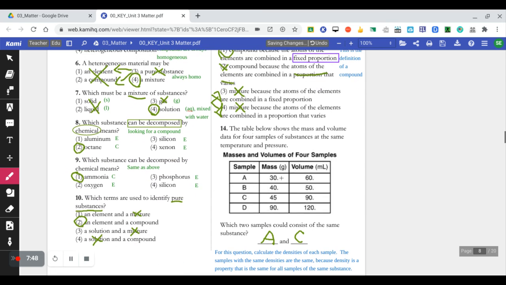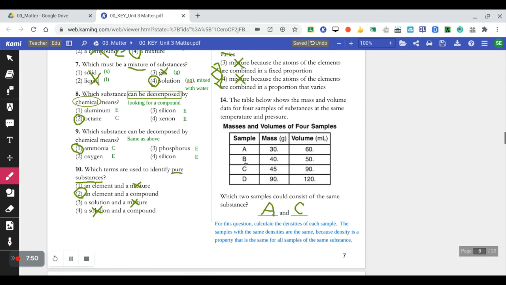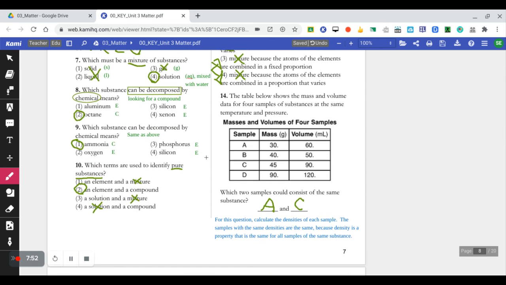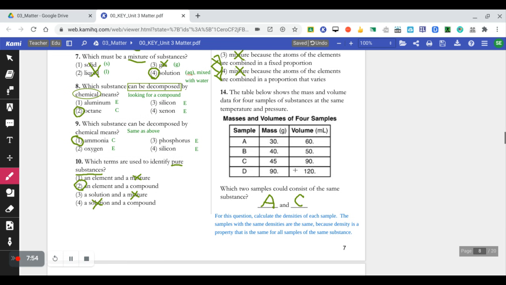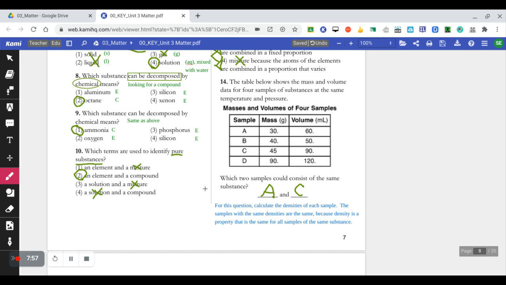For 14, the table shows the mass and volume of 4 different samples of a substance at the same temperature and pressure. Which 2 samples could consist of the same substance? It ends up being A and C, and the way that I'm going to do that is calculate the densities for each of the samples, and the samples with the same densities are the same because density is a property that is the same for all samples of the same substance. If you go through the calculations, you'll see that this one and this one calculate to be the same.